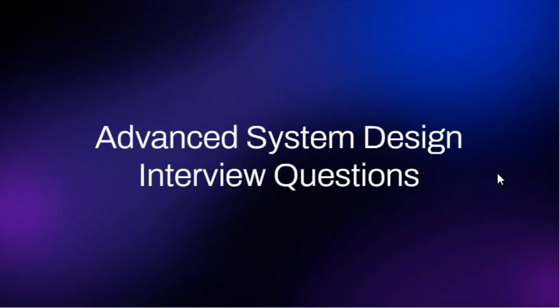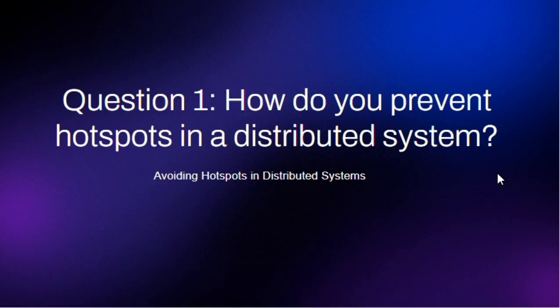Most senior engineers fail system design interviews not because they don't know architecture, but because they don't explain trade-offs, failure modes, and business impact. In this video, I will cover advanced system design questions that are asked at staff, principal, and engineering manager levels, and how interviewers actually expect you to answer them.